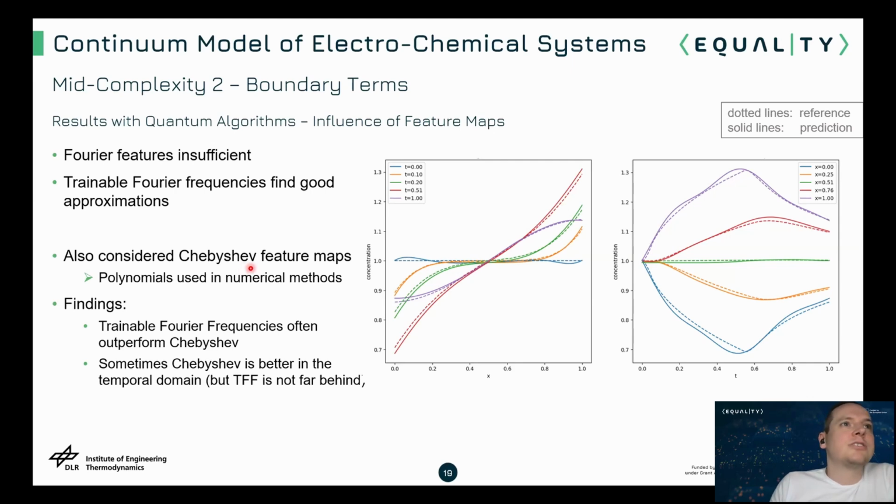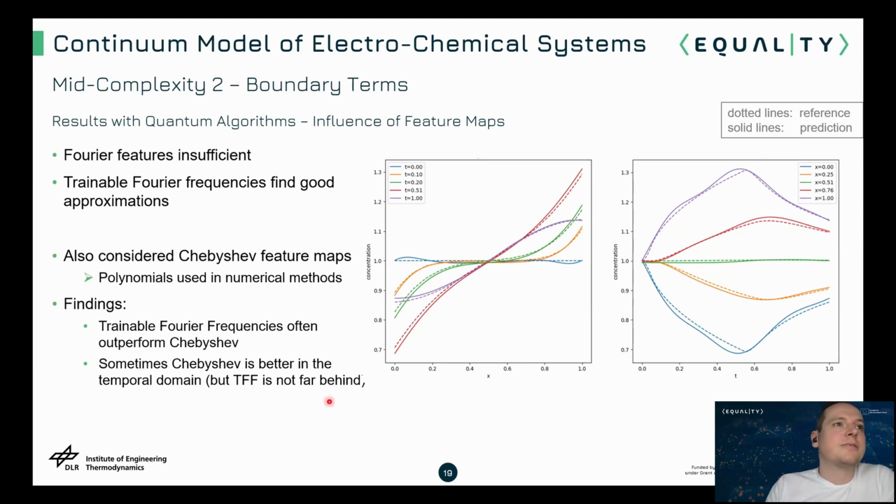So we also tested these feature maps. And what we found is that actually these trainable Fourier frequencies often outperform the Chebyshev feature maps. Which was quite surprising at this stage, but was a nice finding. We saw that Chebyshev is sometimes better, especially in the temporal domain, which makes sense if we have these non-periodic distributions here. And of course, a Fourier feature map is always periodic. But we also saw that the trainable Fourier frequencies are not that far behind.